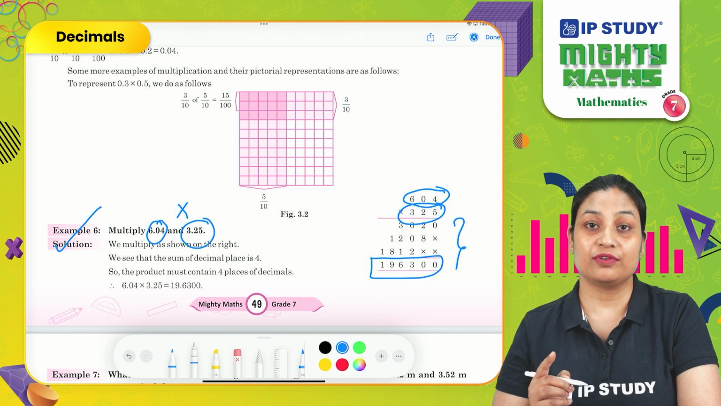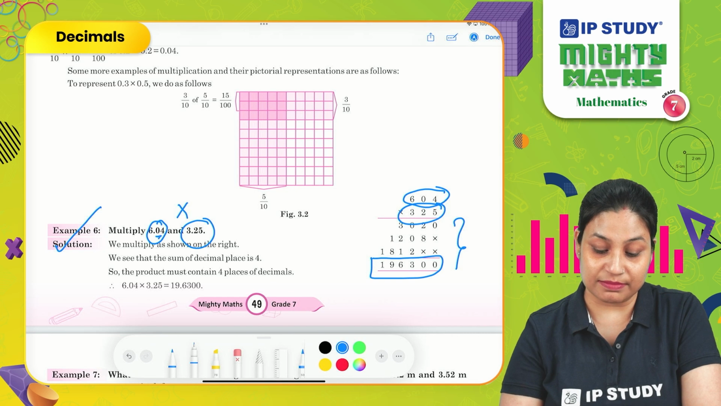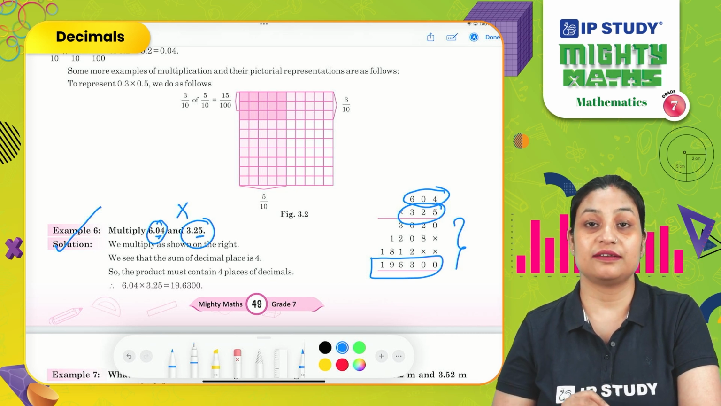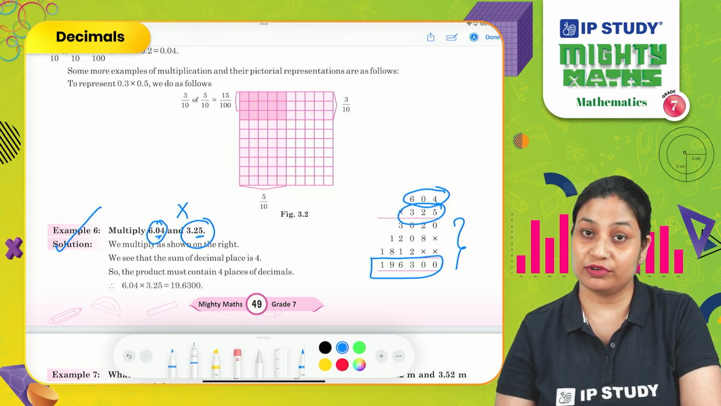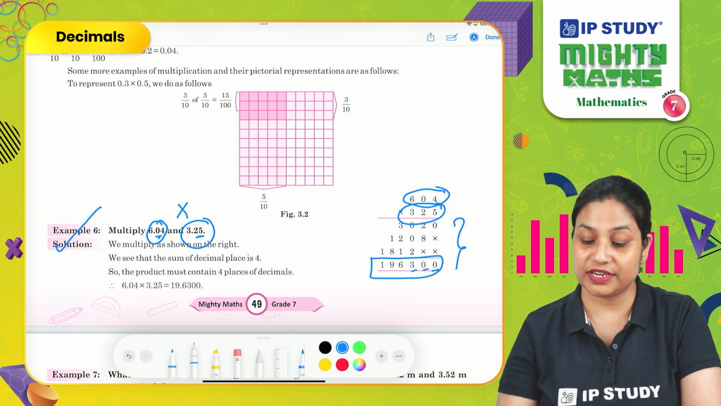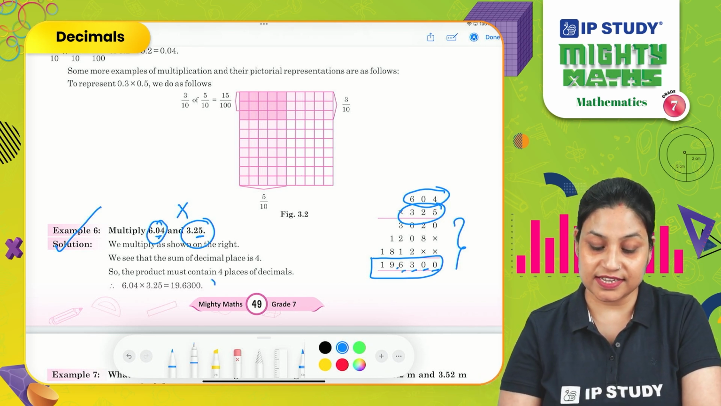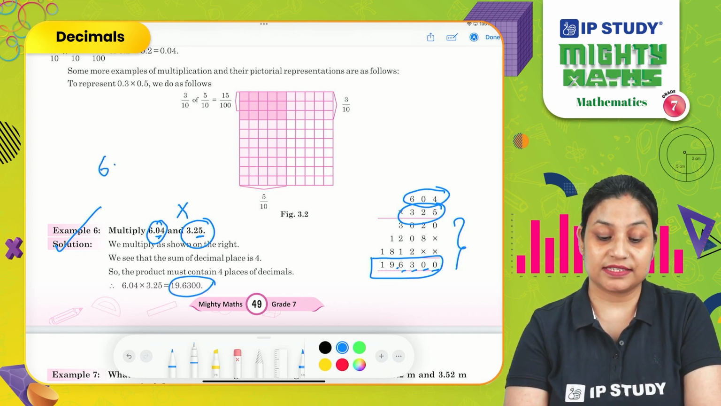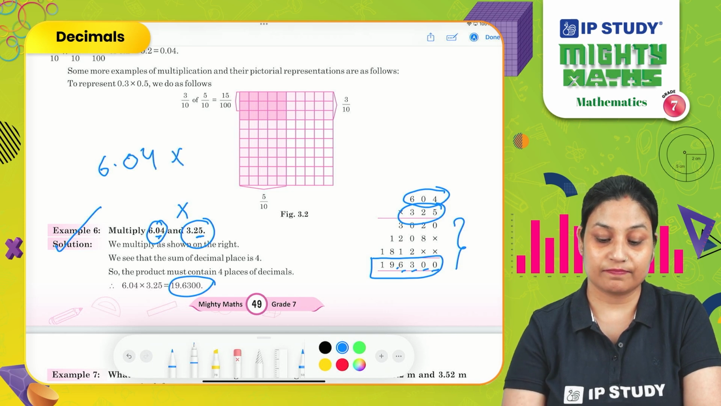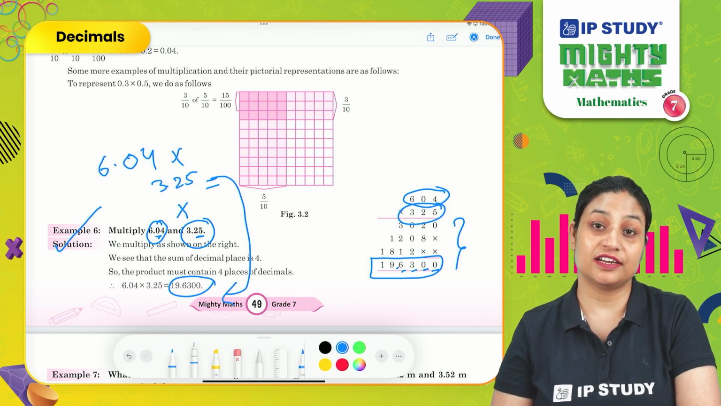In the next step, what do we have to do? We have to count how many decimal places we have in both the numbers. Here we have 2 decimal places. Here also we have 2 decimal places. It means that in total we have 4 decimal places. So we will start counting from the right in the product and put the decimal point there. So 1, 2, 3, 4. We put the decimal point over here. So your result is 19.6300, right? So when you multiply 6.04 with 3.25, your result will be 19.6300. I hope this example is very clear to you.